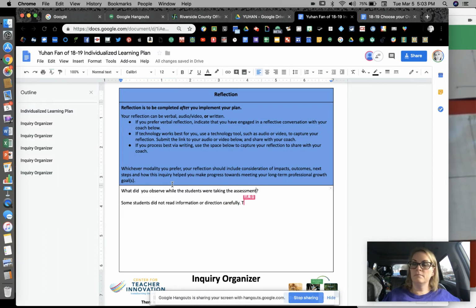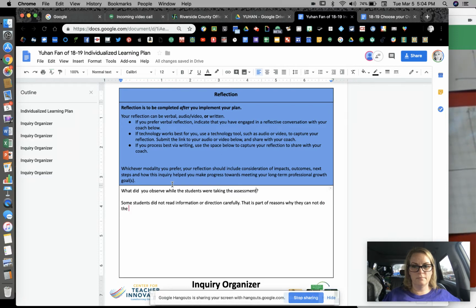And that is part of the reason why they did not do the problem right. Yeah, if they're not reading the directions, they're not going to know what to do. Or they're going to do it wrong anyway. They jump to conclusions. All right, very good.